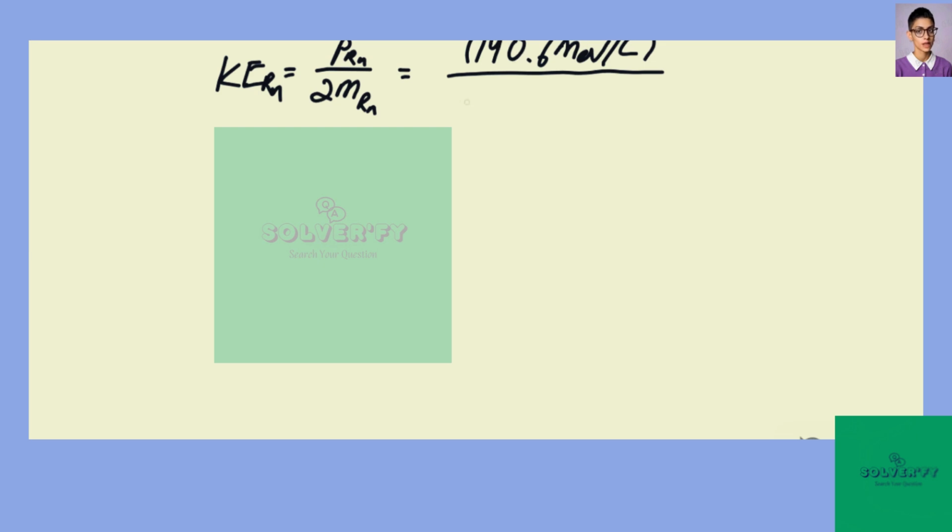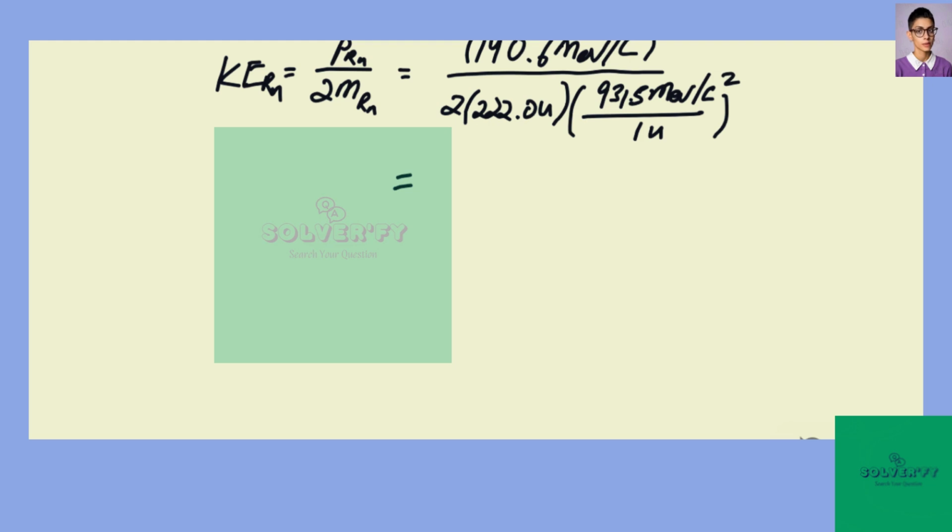The mass for the radon is 222 u, and we have to convert the u. We do the same conversion again. We multiply this by 931.5 MeV per c squared for 1 u. So we convert atomic mass units to MeV per c squared, so that we can actually cancel out the c squared at the top, and we get our answer in terms of MeV, which is 8.78 times 10 to the power minus 2 MeV.